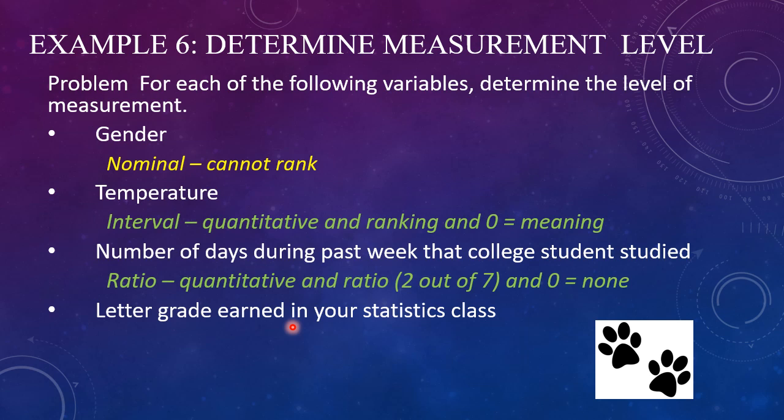And finally, the letter grade earned in your statistics class. Well, here we have not a numeric value, but a naming value for a grade. So this is qualitative. But of course, as we know, grades of A, B, C, D, and F, we can rank them in some kind of order that has meaning. So this is a case where we have an ordinal level of measurement, because we do have a name, but we can rank it. Okay, I know this is a little bit confusing, and if you go to the text for this problem, they do even more in-depth explanations of each of these.